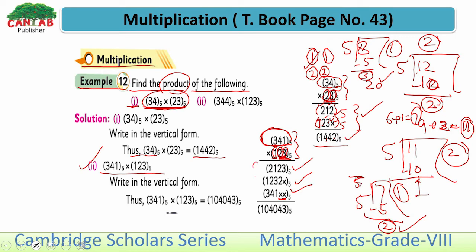So now add this portion. When we added this portion, we have 1 0 4 0 4 3 with base 5. So we have the result of the multiplication of 3 4 1 with base 5 multiplied by 1 2 3 with base 5, that is equal to 1 0 4 0 4 3 with base 5. Students, similarly you can solve the questions given in the exercise.